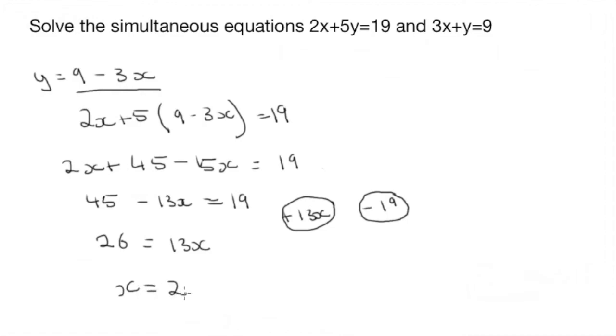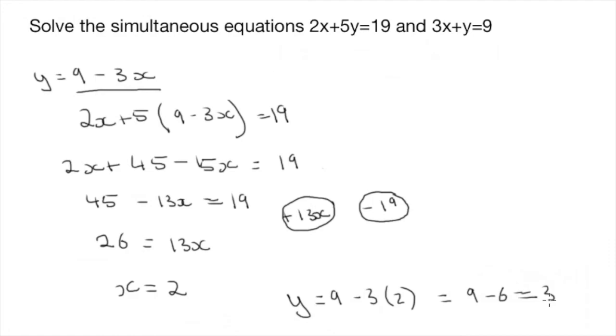And then it's the same as before, but now because we've got this equation here, y is 9 minus 3x. I know x is 2, so y is 9 minus 3 times 2. Now I know that 3 times 2 is 6, so 9 minus 6, which is 3. And that's exactly what we got last time using the simultaneous equations method.